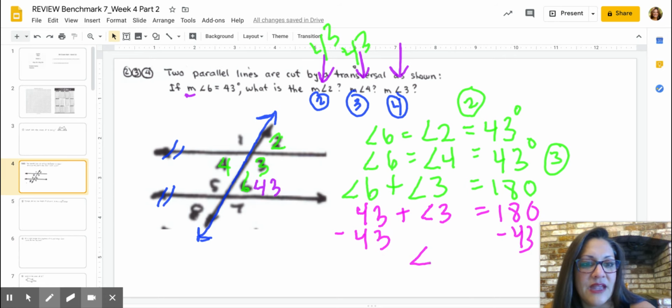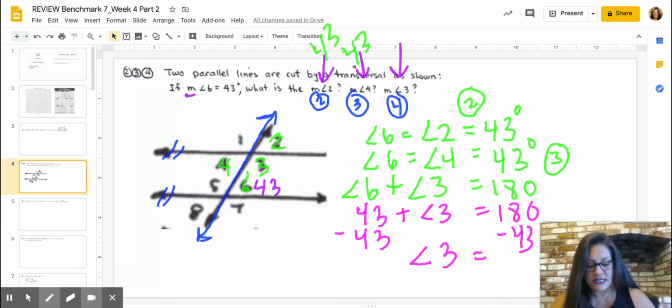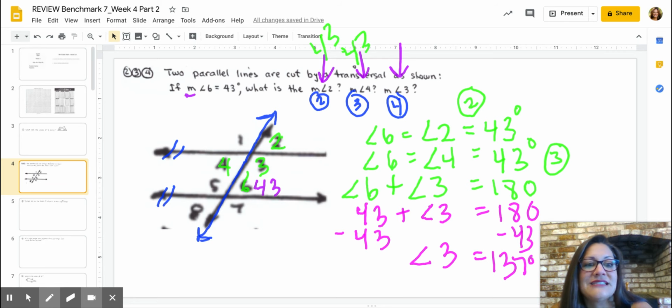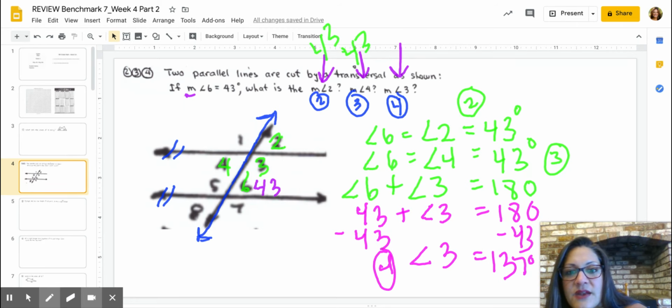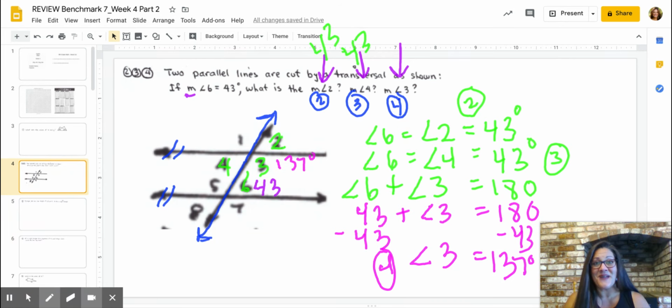Then we have angle 3 is, and I'm just going to use my calculator, 180 minus 43 equals 137 degrees, and that's for number 4. Okay, and we can write that here, 137 degrees.